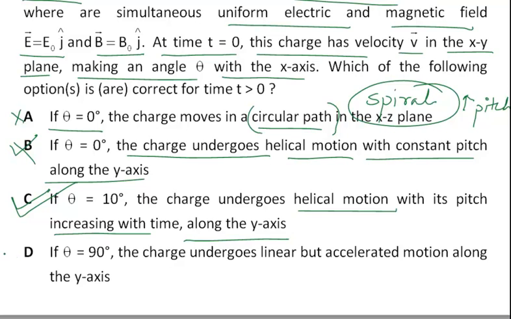And option D is, if theta is equal to 90 degree, which means that the particle is entering parallel to the y-axis, which implies that it does not make any angle with the magnetic field, or it is parallel to the magnetic field. So there is no force acting due to the magnetic field. So it will keep on accelerating and the motion will be linear. So option C and option D both are correct.